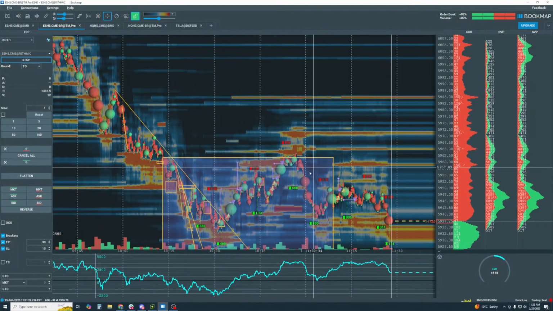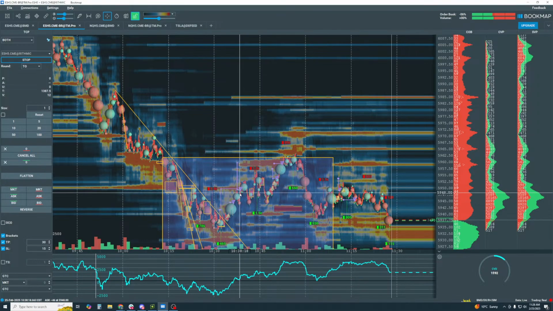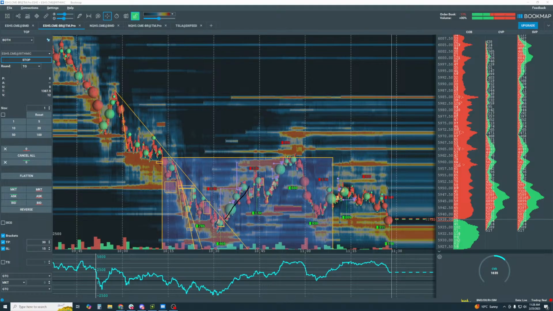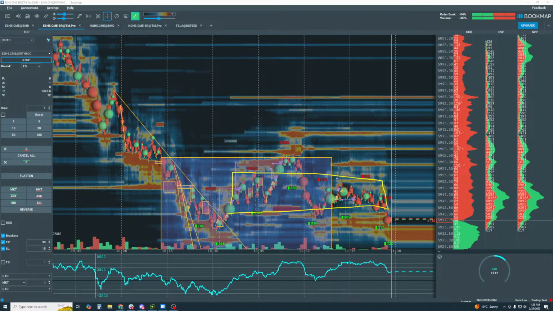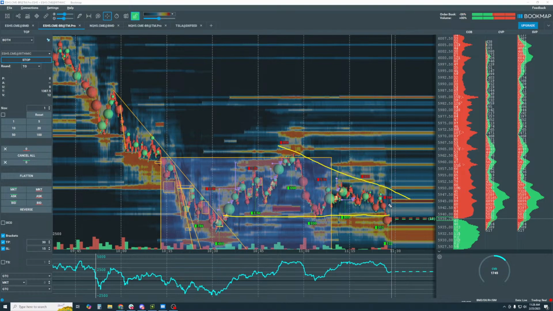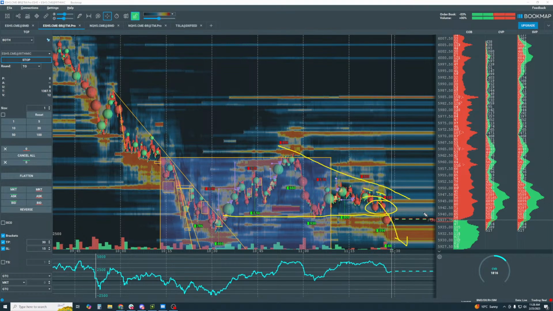We're not there yet, but this is where buyers took control over here. Let me mark this up. Buyers started to take control in here, and in here, and then here sellers come back in. We're starting to see the selling coming in and some of that exhaustion, but we're seeing more sellers in here. So it looks to me like it wants to go lower.